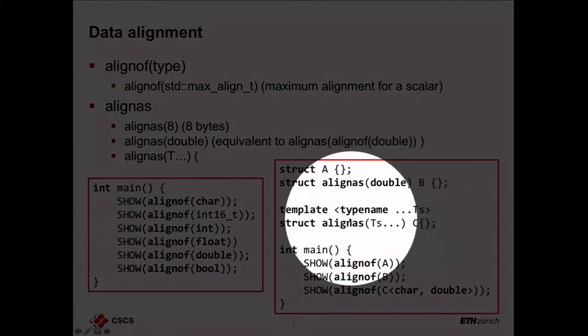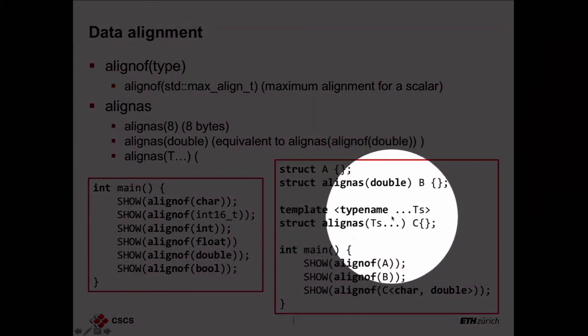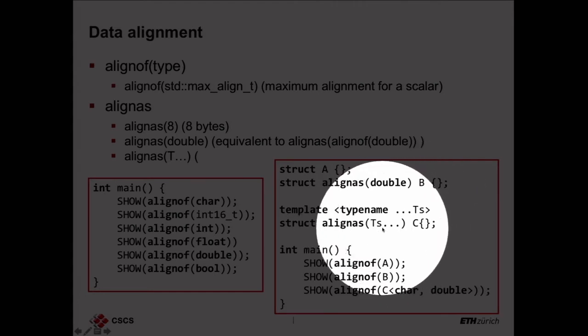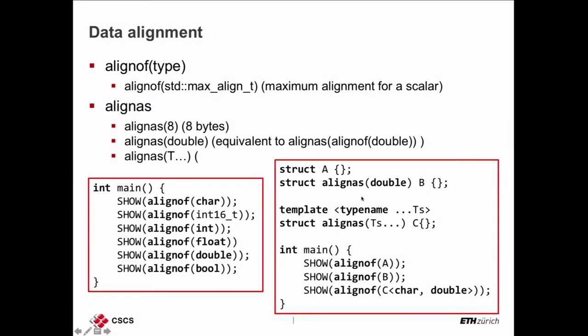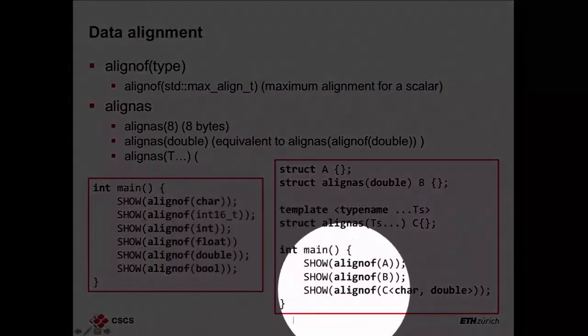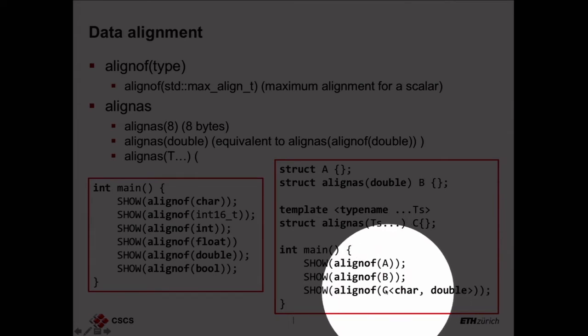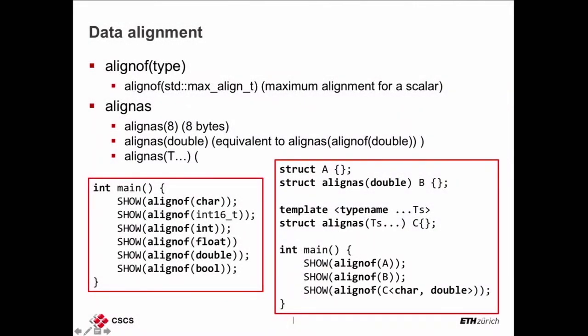And you can also do align as with multiple types. This is a variadic template thing we will see later. So we'll take the maximum alignment of the types that are listed there. So if I do alignment of char and double, it will take the alignment of double because that is the one that has the largest alignment constraint.